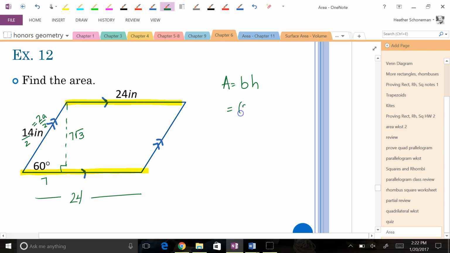So the base is 24. The height is 7 square root 3. So that's going to give us 24 times 7, which is 168 square root 3 inches squared.